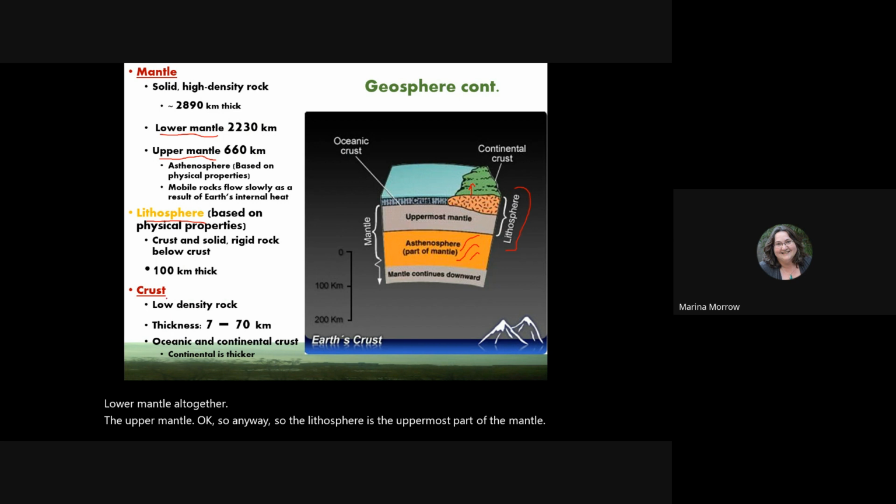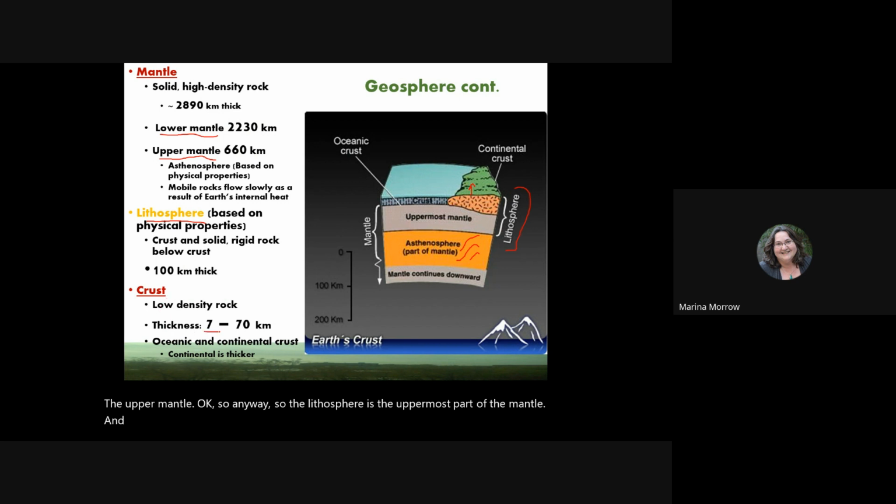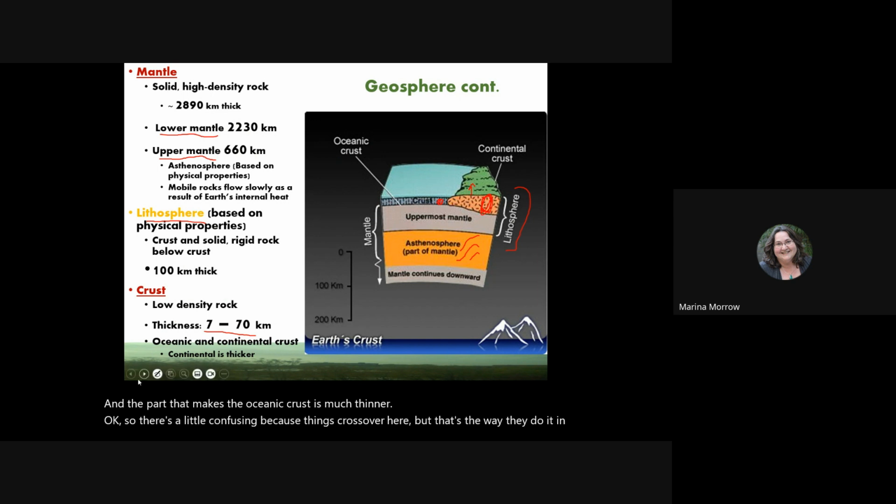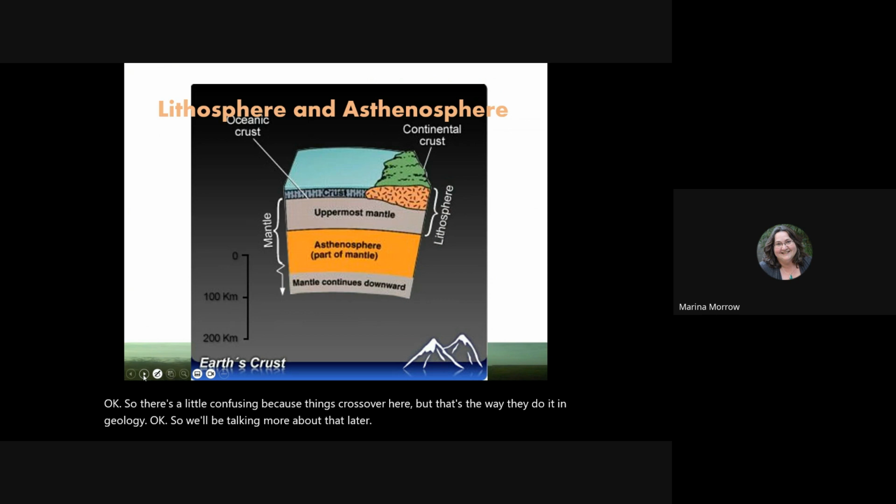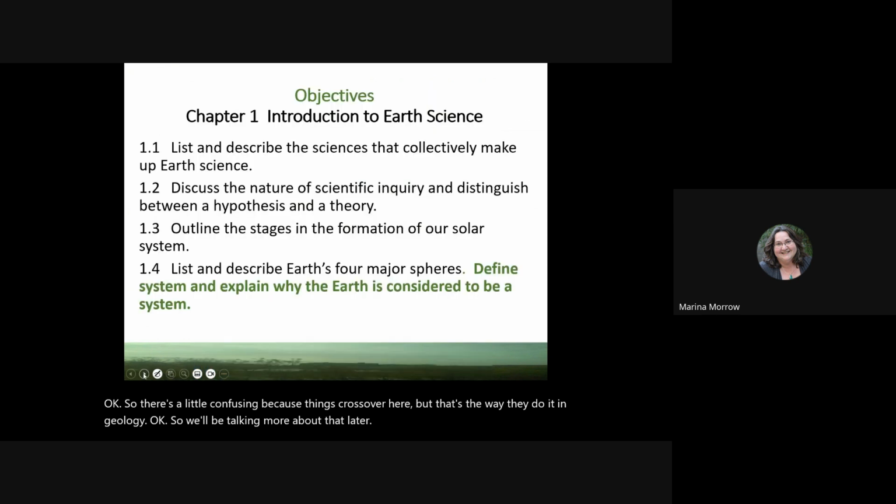Okay. So anyway, the lithosphere is the uppermost part of the mantle. And the crust is only about 7 to 70 kilometers thick. The part which is the continental crust is much thicker, and the part that makes up oceanic crust is much thinner. Okay, so this is a little confusing because things cross over here, but that's the way they do it in geology. Okay, so we'll be talking more about that later.